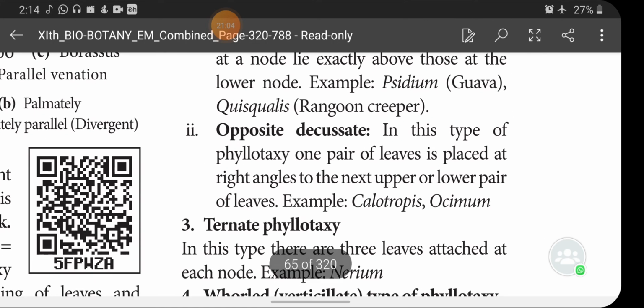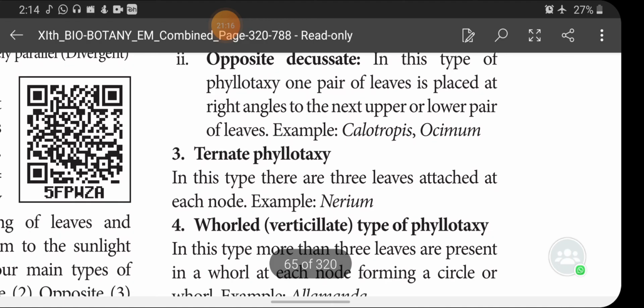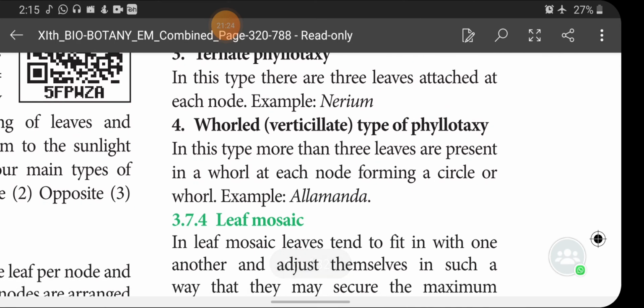Then opposite decussate. In this type of phyllotaxy, one pair of leaves is placed at right angle to the next upper or lower pair of leaves. Example, Calotropis, Ocimum. Next, ternate phyllotaxy. In this type, there are three leaves attached at each node. Example, Nerium. Next, whorled or verticillate type of phyllotaxy. In this type, more than three leaves are present in a whorl at each node, forming a circle. Example, Alstonia. So, these are the various types of leaf arrangement we can see in the plant.